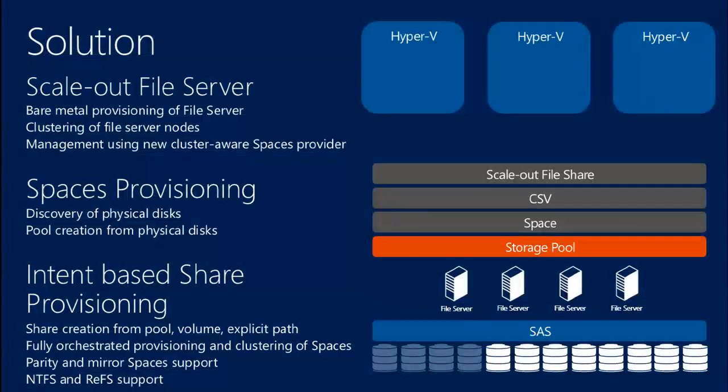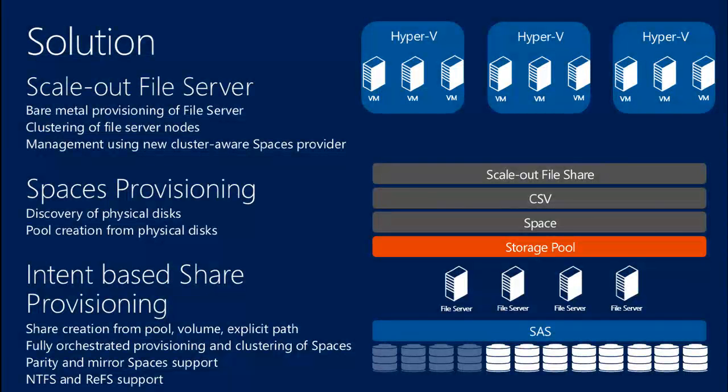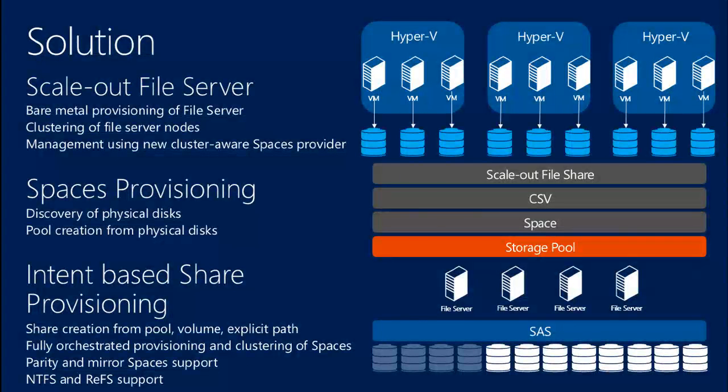So you would have one or more spaces per pool, and then you would have a CSV per space, okay? And then a scale-out file server per CSV. You could have multiple. Through VMM, you can say, here's a share on CSV1, I have another share on CSV1. That's totally possible and supported by the platform, but the typical path is you have a one-to-one relationship between your shares and your CSV. And then when VMM goes off and deploys those VMs, all of the VHDs would then land on that file share.